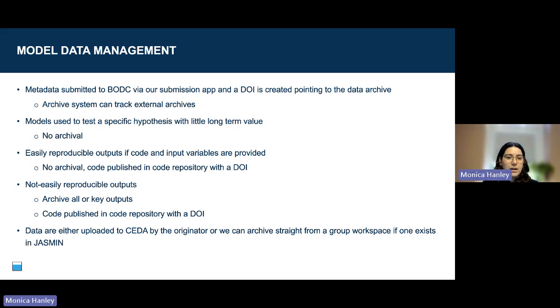Most often, we get not easily reproducible outputs that do have long-term value. So again, we publish the code in a code repository with a DOI, and then we will archive either all the outputs or just key outputs. So sometimes we'll just archive a specific time resolution or a specific run. But this will be a conversation that we have with the data originator to figure out what they need to publish their papers and what's actually going to have the most impact to the end users and the wider community.